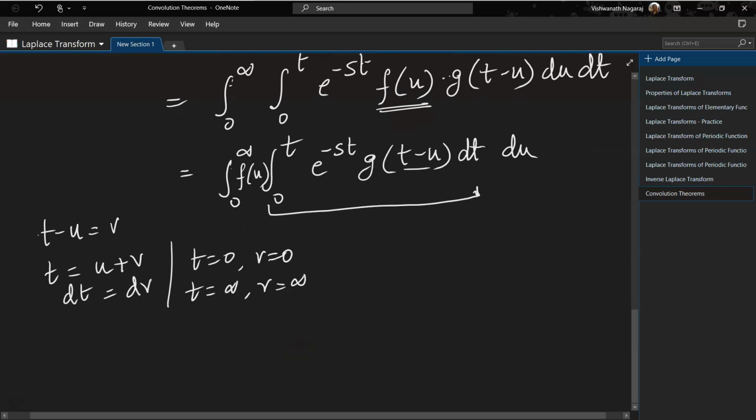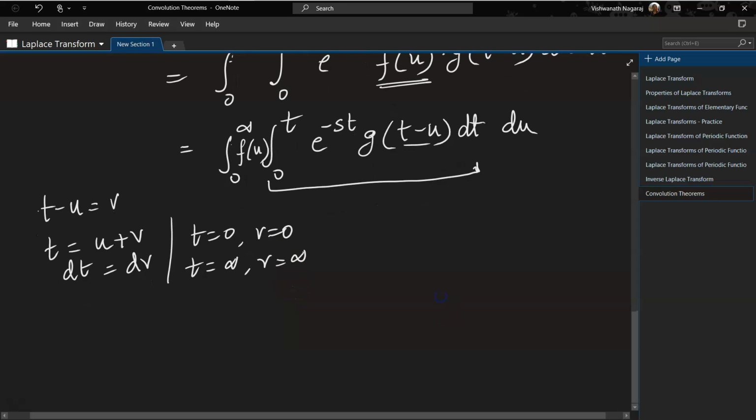So basically what are we doing? We are changing this integral interval from 0 to t to 0 to infinity. So let's rewrite that integral: 0 to infinity of f of u, and then let's put a bracket here. The limit 0 to t becomes 0 to infinity, since when t is equal to infinity, v is infinity. E to the power of minus s.